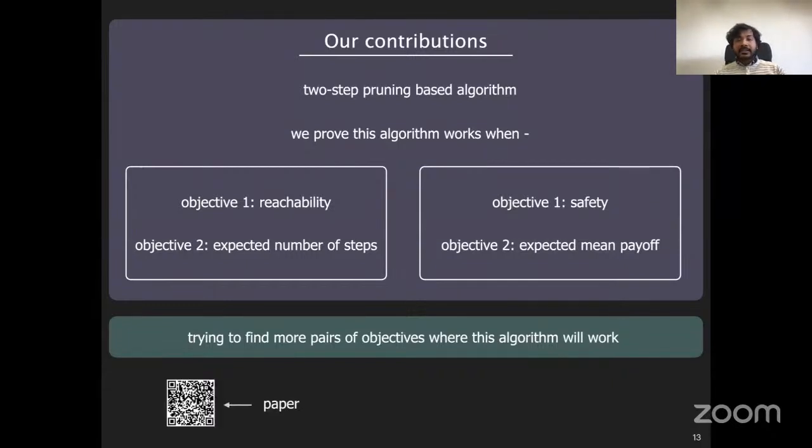If you want to see the proofs and more details about this algorithm, you can find them in this paper. And if you have any questions, I would be very happy to answer them.